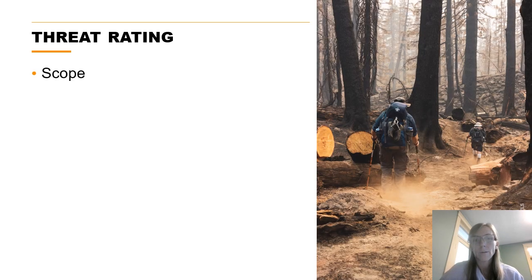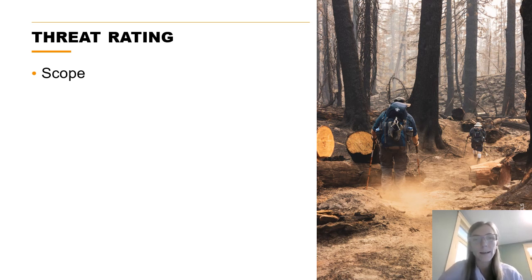So in a threats analysis, we often go through a threat rating process. So after we've brainstormed those activities that might be harming the conservation targets, we go through a prioritization process to determine which of the threats poses the largest challenge to our individual targets. And we use a standard criteria to evaluate the threats.